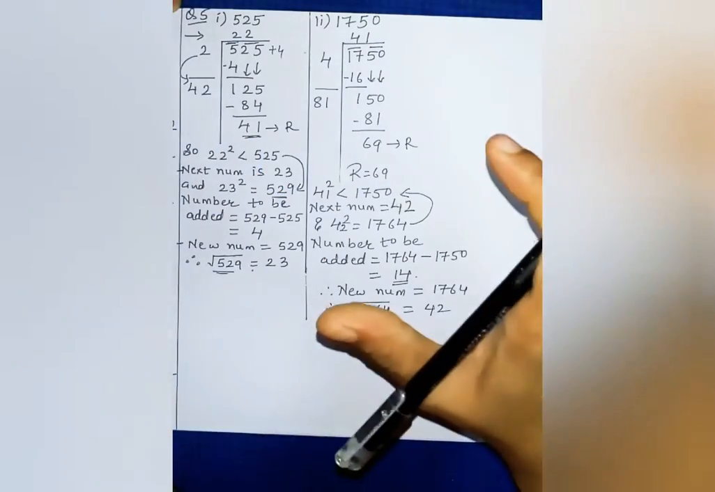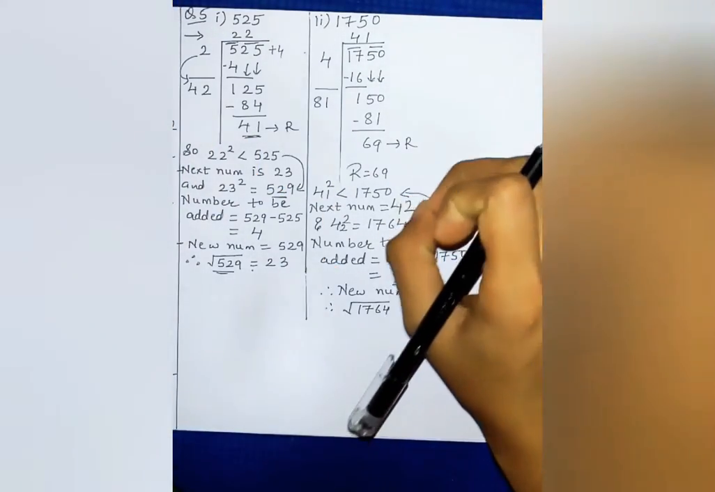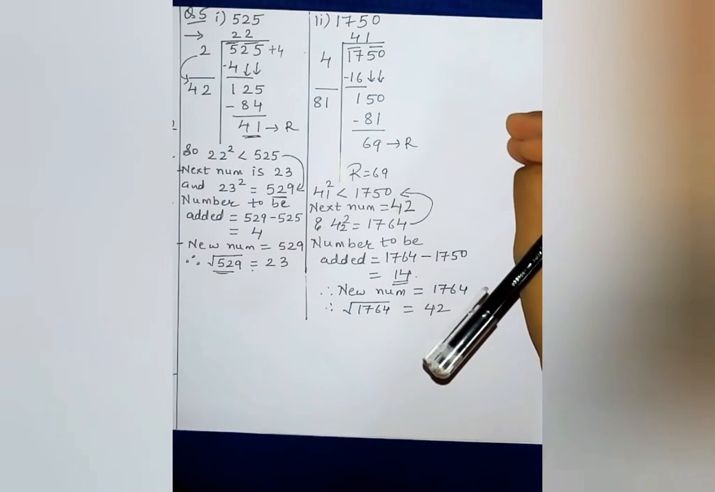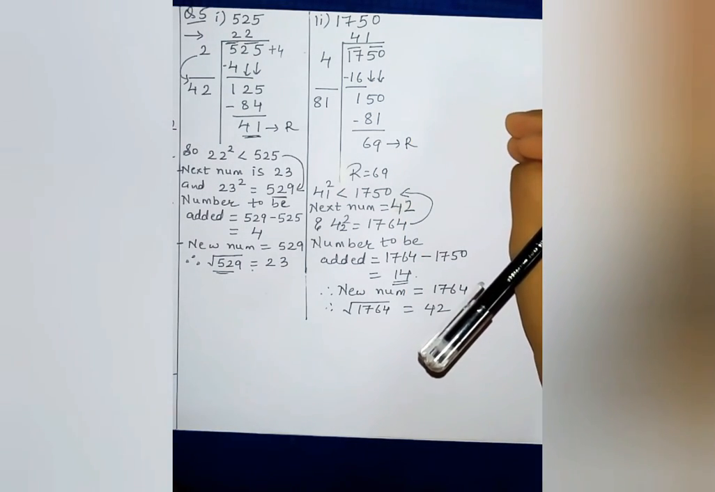So this was the first and second sum of question number 5. Now there are 3 more sums. Okay, those 3 sums you will try yourself, and if there is any doubt just let me know.